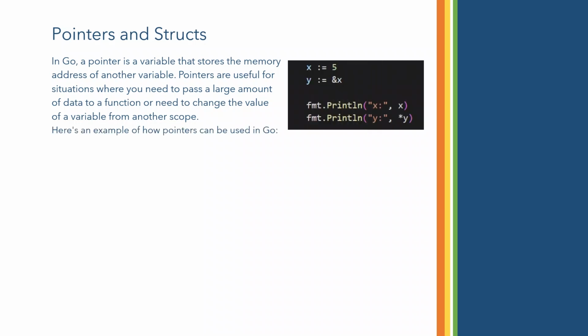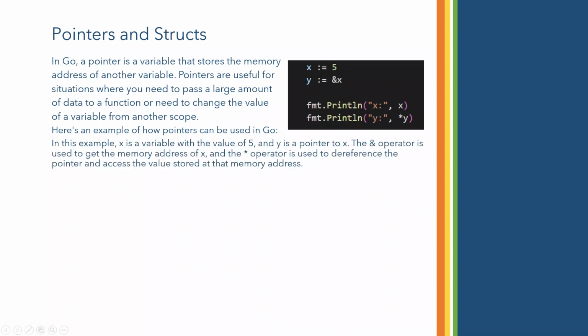And here is an example of how you can create pointers. In this case, x is a variable with the value of 5 and y is a pointer to x. The address operator, the & operator, is used to get the memory address of x, and the star operator is used to dereference the pointer and access the value stored in the memory location.